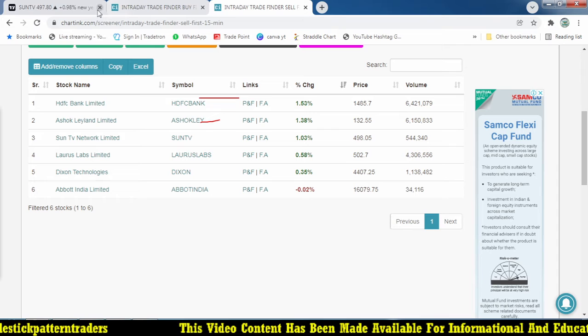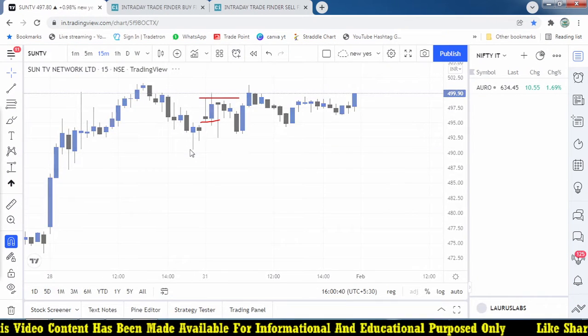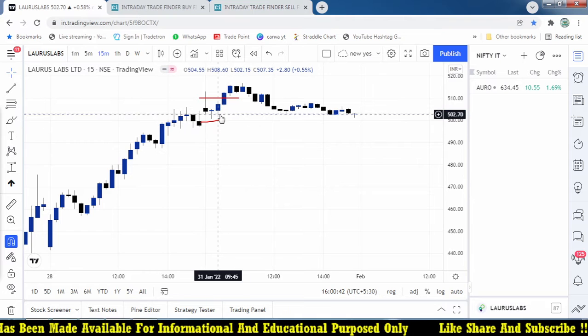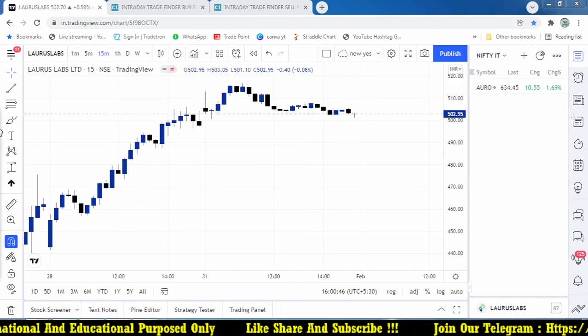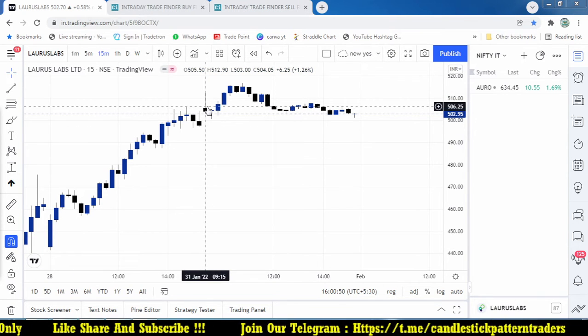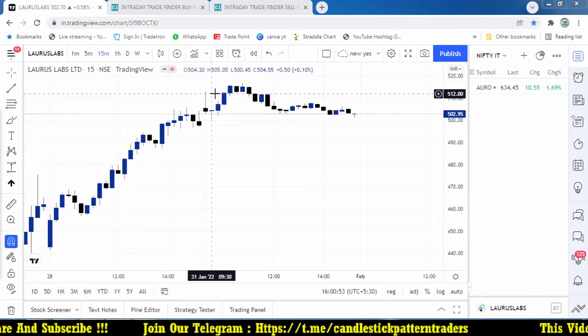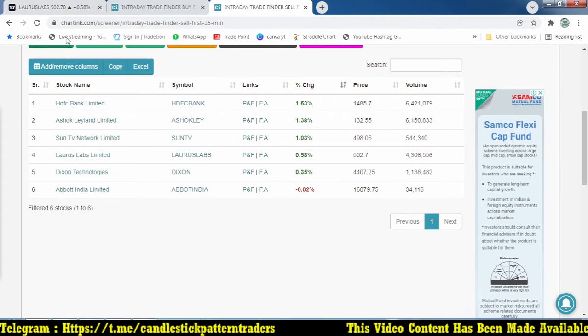And then we are going to take Lara's Lab and Dixon. So this one triggers your stop loss. It is a perfect stop loss. Let's see what the exact stop loss is: 512 to 504, almost 8 rupees. It triggers your stop loss. And then Dixon and About India.